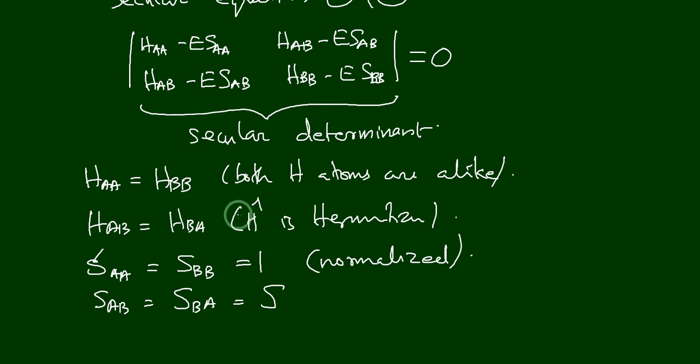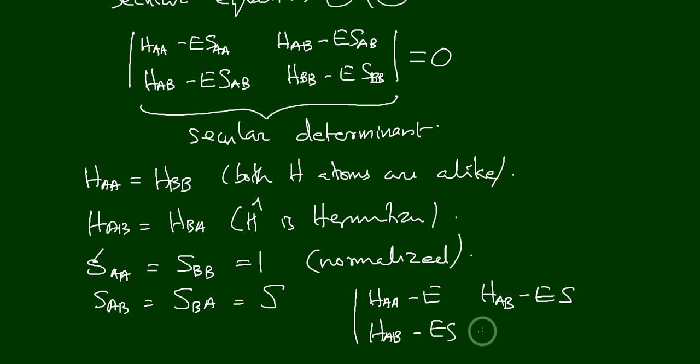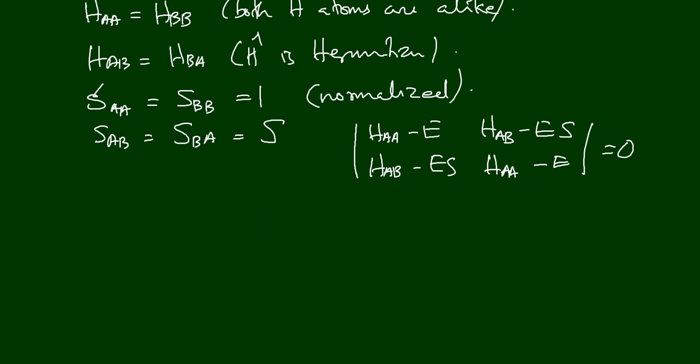So the secular determinant will become H_AA minus E, because S_AA is equal to 1. The second term H_AB minus E S_AB is equal to H_AB minus ES. Then H_AB minus ES, and then H_AA minus E, because H_BB is equal to H_AA. That is why I wrote H_AA here. And this is equal to 0. So we have simplified the secular determinant here.